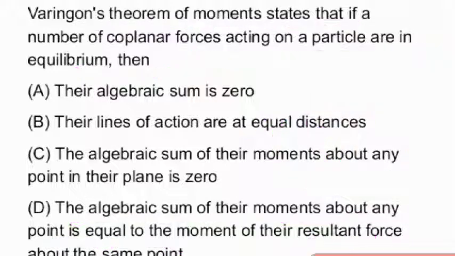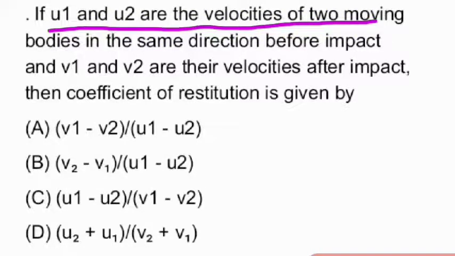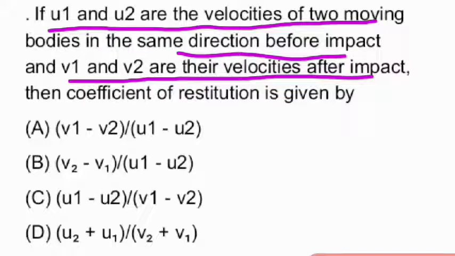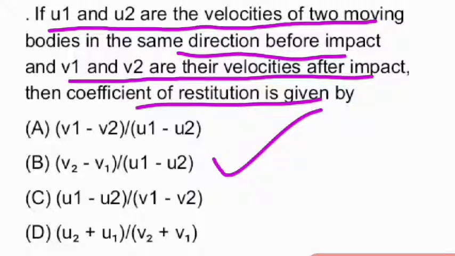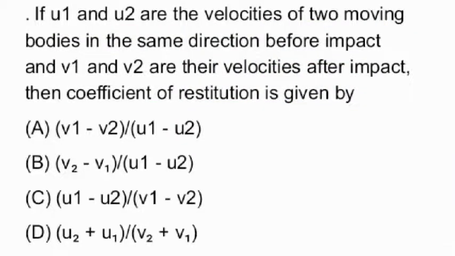It is based on the moments. Next one is, if u1 and u2 are the velocities of two moving bodies in the same direction before impact, and v1 and v2 are their velocities after impact, then what is the coefficient of restitution? So the coefficient of restitution is given by (v2 minus v1) by (u1 minus u2). That is option B is the right answer.